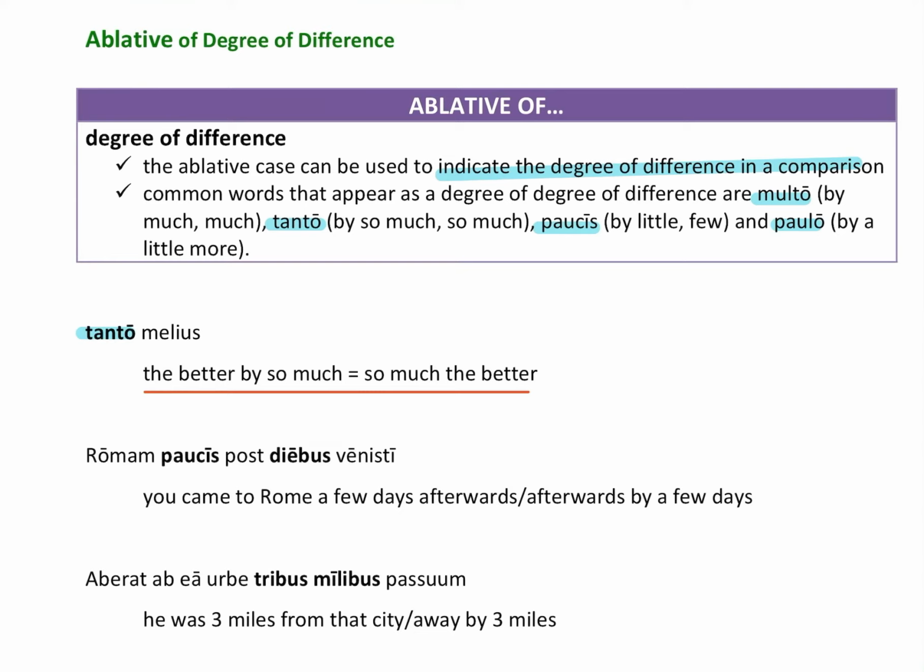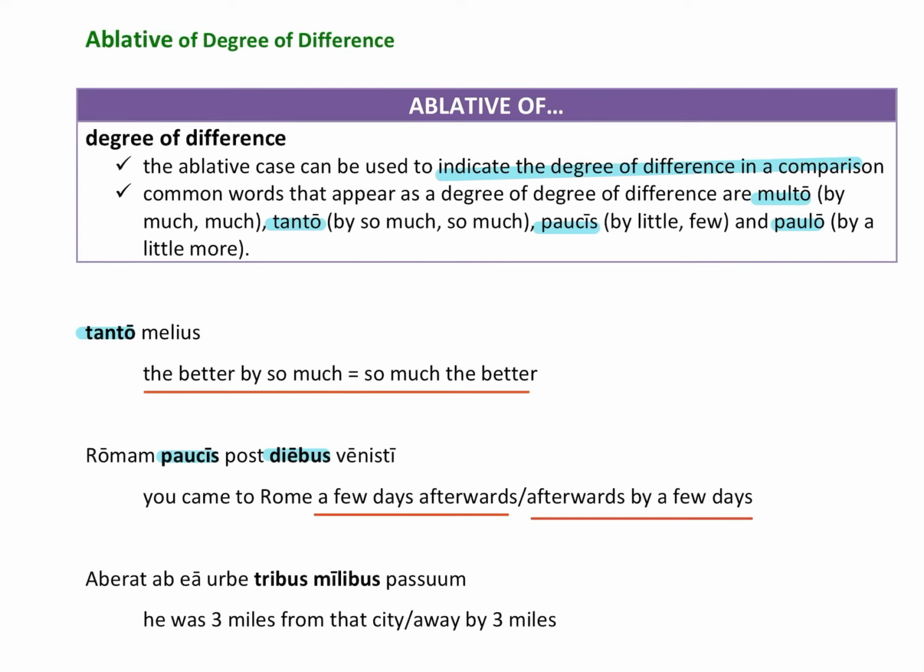And here again, we have Romam paucis post diebus venisti. So here we have paucis, here we have diebus, both in the ablative case, because they're showing the degree of difference. You came to Rome a few days afterwards, or you could say afterwards by a few days. How much afterwards? A few days. That's called a degree of difference in the comparison. Okay, you're comparing those two things.